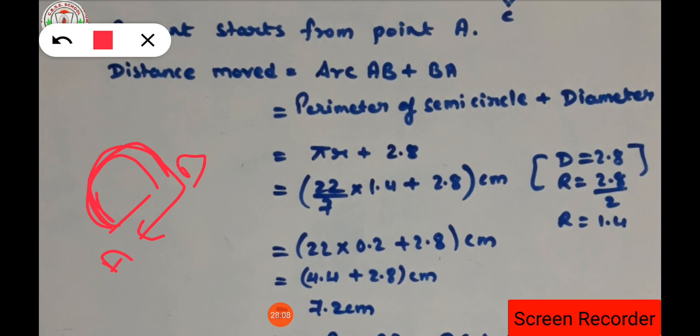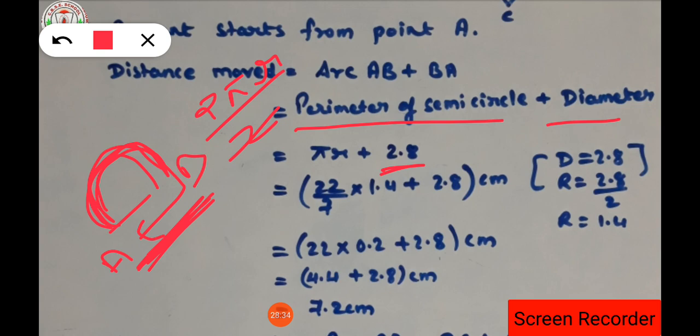So what is arc AB? Arc AB is the boundary, that means the perimeter of a semicircle, whereas AB is in the form of a semicircle itself, so AB is the diameter. The diameter value is already given in the figure, that is 2.8. The perimeter of a semicircle is pi r. Pi value is 22 by 7. The diameter is given as 2.8, dividing it by 2, we get the radius as 1.4.